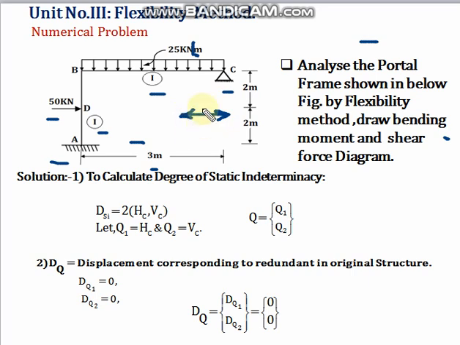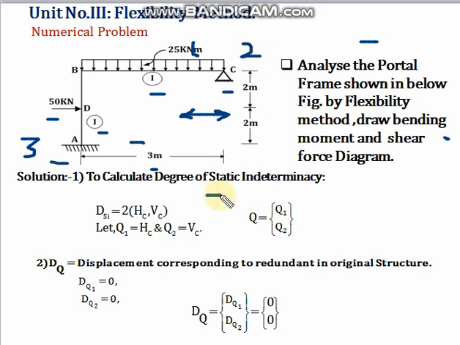Now in case of a frame we have to consider axial force. In case of a beam we neglect it, but here we have to consider it. Now at A there are three reactions and at C due to the hinge support there are two reactions.